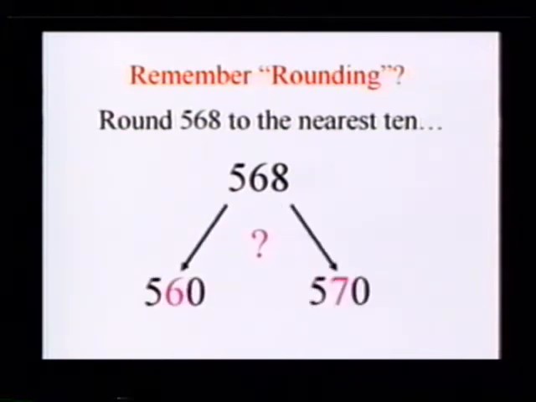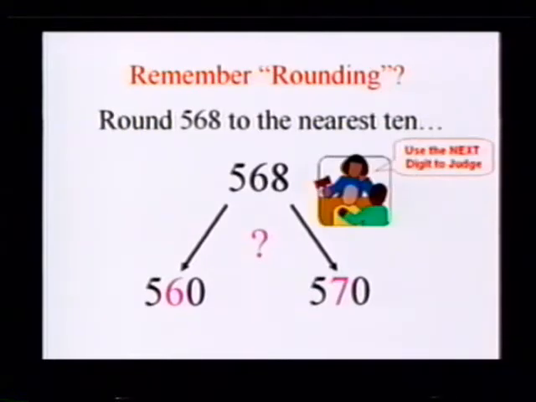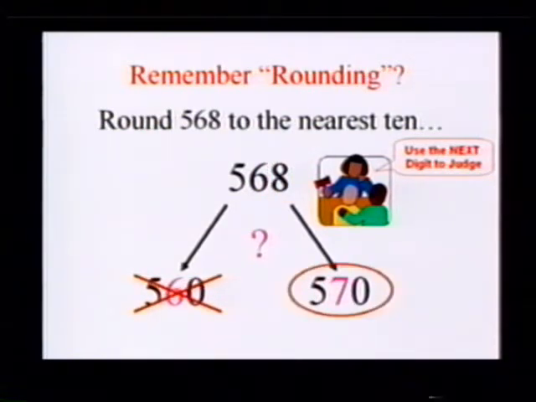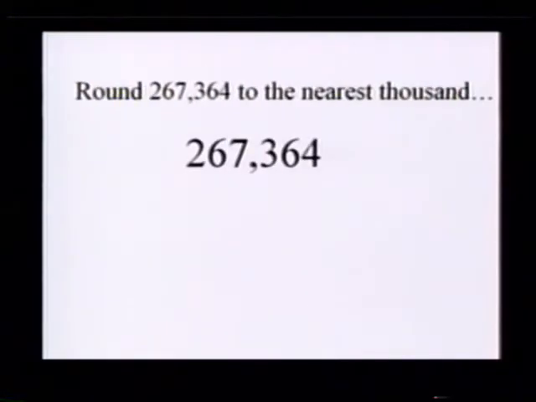560 or 570. Now, how did you decide? Oh, yeah, you remember we used the next digit. So that's the next digit. And if it was 0, 1, 2, 3, or 4, we kept it the same. If it was 5, 6, 7, 8, or 9, we went up. Now this one's going to go up. So we round to 570 in this case.